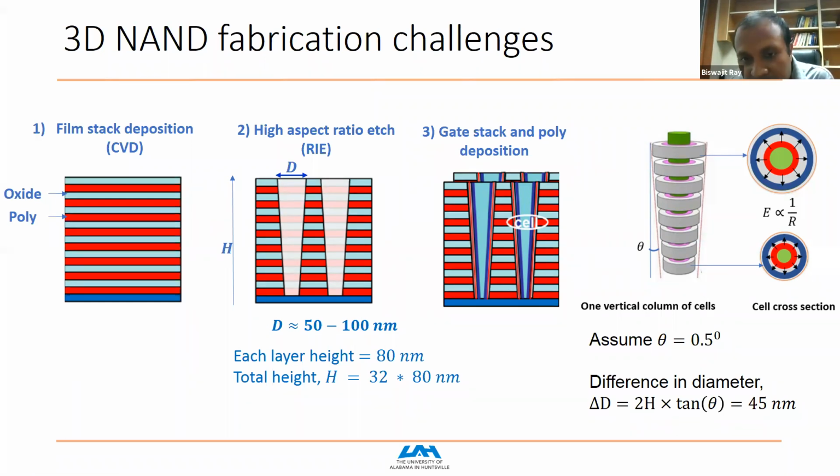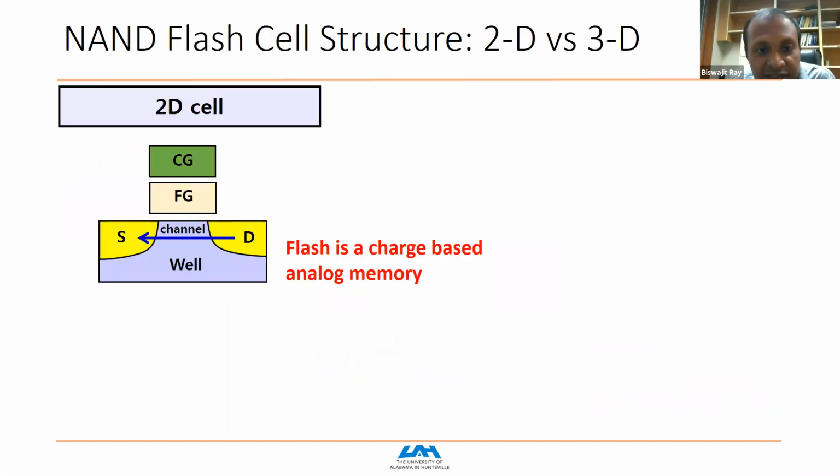Okay, so now let's come to cell structures, how a 3D cell and a 2D cell look. And that's where I would like to introduce the basic device physics as well, how a flash memory cell stores information. Flash stores information in the form of charge, because it is charge-based memory. So there's a floating gate. This is nothing but a MOSFET transistor where there's an extra floating gate in the gate stack.